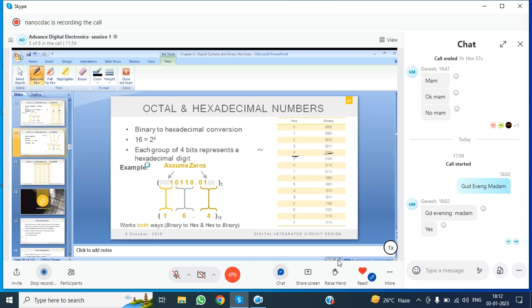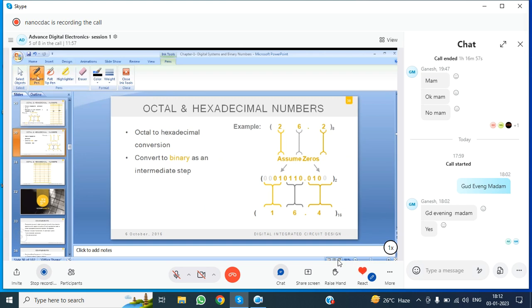Okay. So next one, what we will see is octal to hexadecimal conversion.